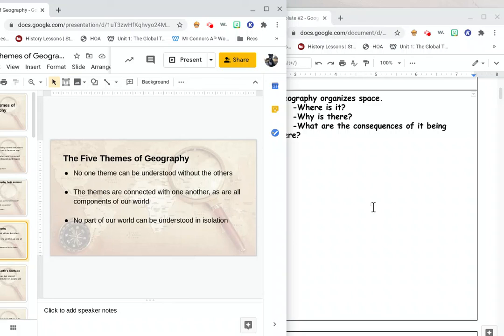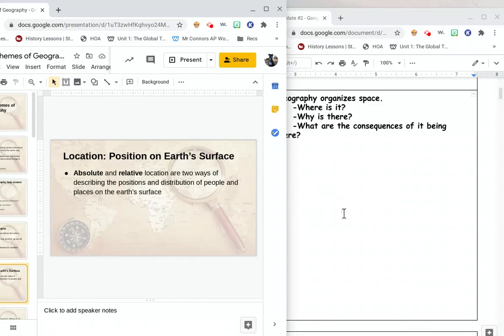Additionally, I'm not writing anything on this slide because we can understand that we are looking at all of these themes together. We are not going to look at place without understanding location. We will not discuss movement without also discussing human and environment interaction, and so on and so forth.